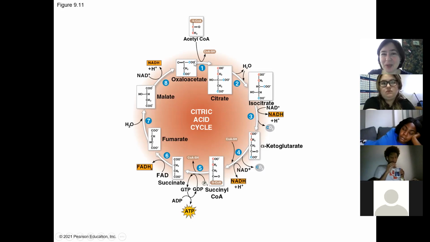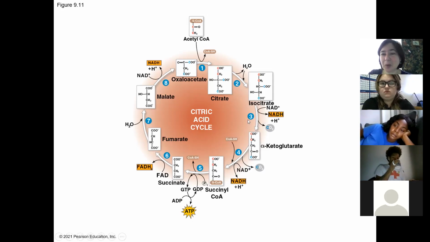All I want you to know from this citric acid cycle is that when it starts, it starts by combining two molecules and then through a series of electron transfers, you end up with the same simple molecule. All that matters here is this NADH, NADH, FADH, NADH. That's all that matters because that's where electrons are collected, okay?